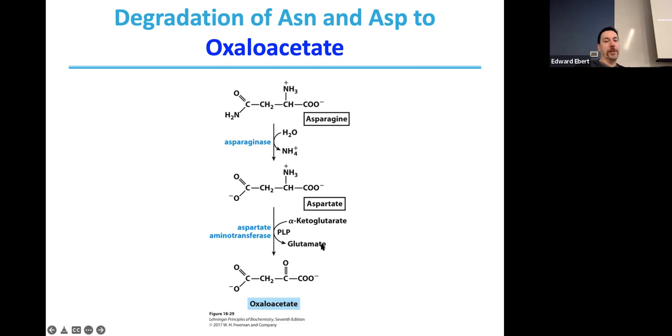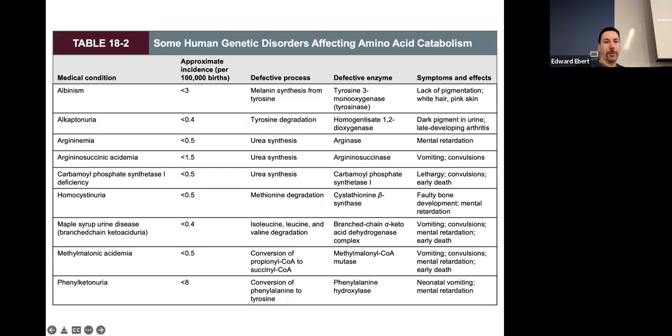Okay. And you see here, we're adding that amino group to alpha-ketoglutarate to make glutamate. So that's a very reversible reaction. And again, it reinforces that pyridoxal phosphate plays a role in there. But we see that we get oxaloacetate from those two. Okay.